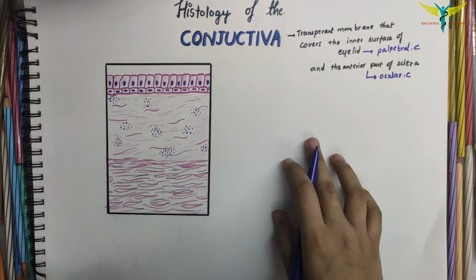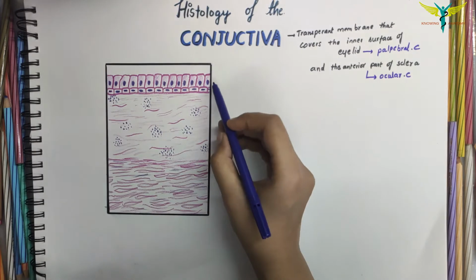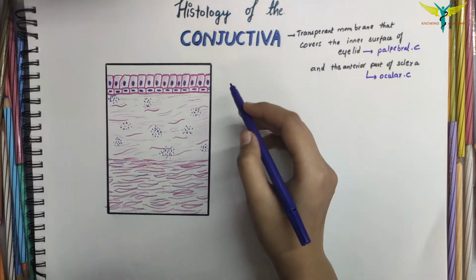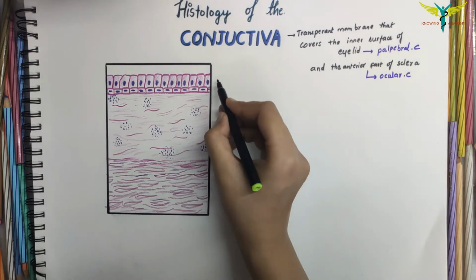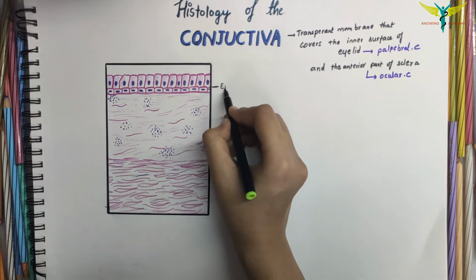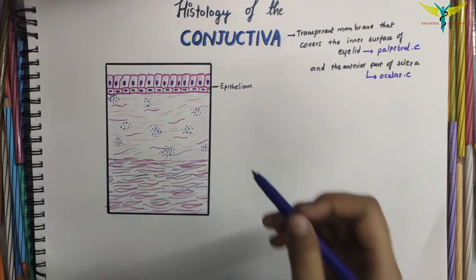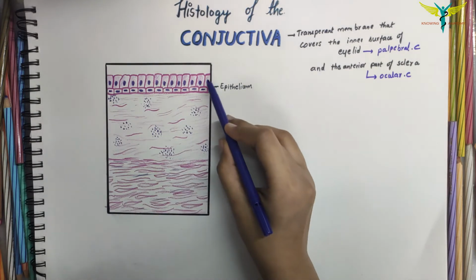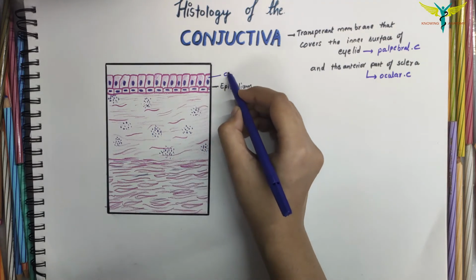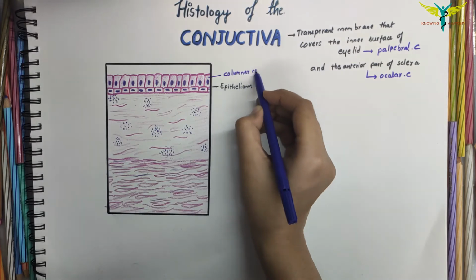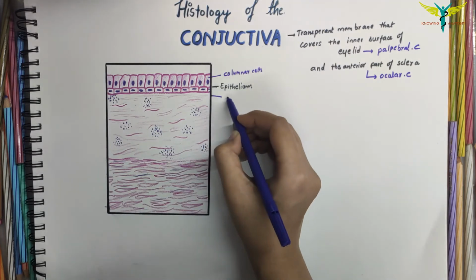Now let's talk about the epithelial lining. So this is the epithelial lining. The epithelial lining of the conjunctiva is typically two-layered. So this is the epithelium, and it has a superficial layer of columnar cells and a deeper layer of flattened cells. So these are the columnar cells, and these are the deep layer of flattened cells.